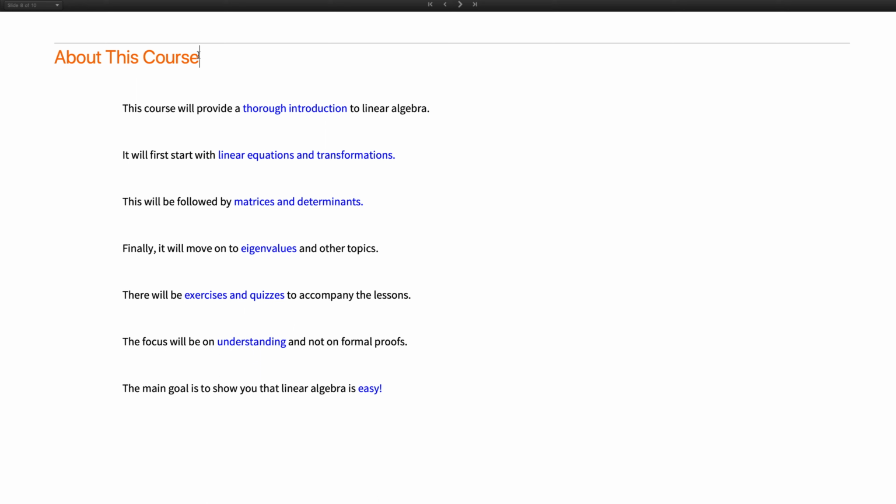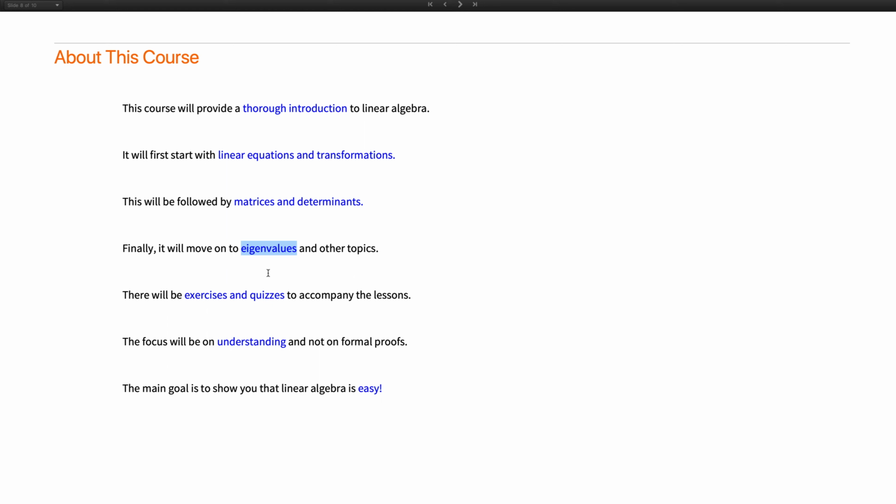Okay, so now let me tell you a little bit about the course itself. So the main goal of this course is to give you a thorough introduction to linear algebra. And to do that, I'll begin by talking about linear equations and linear transformations. And then we'll talk about matrices and their determinants. And then we'll move on to more advanced topics like eigenvalues and other things.